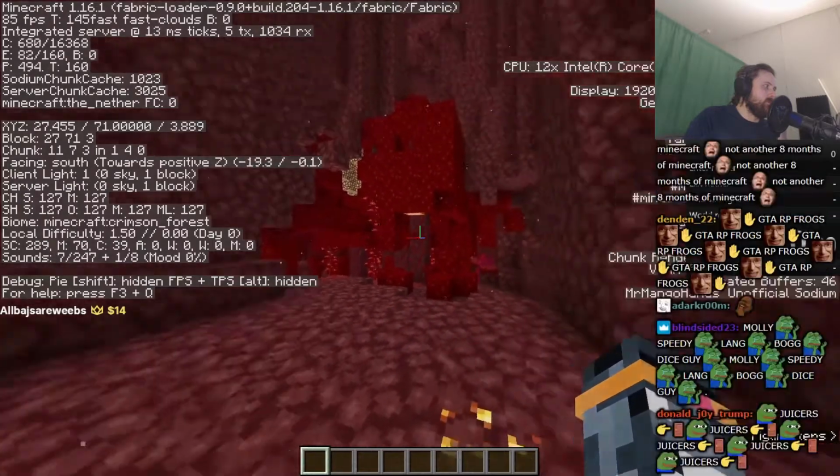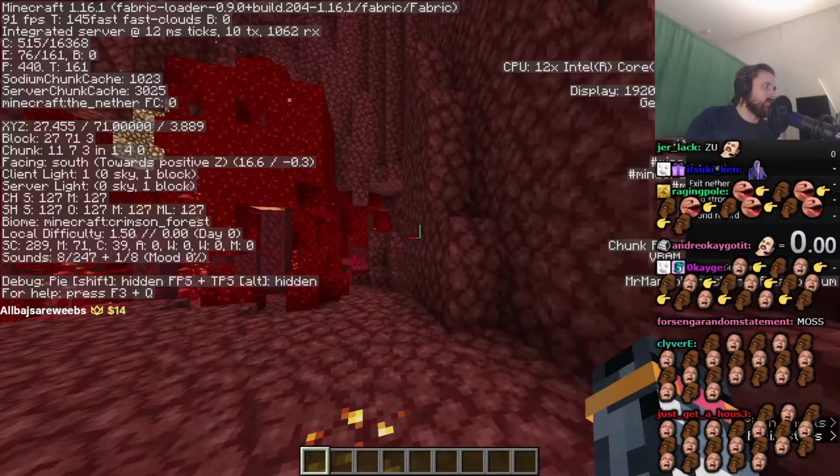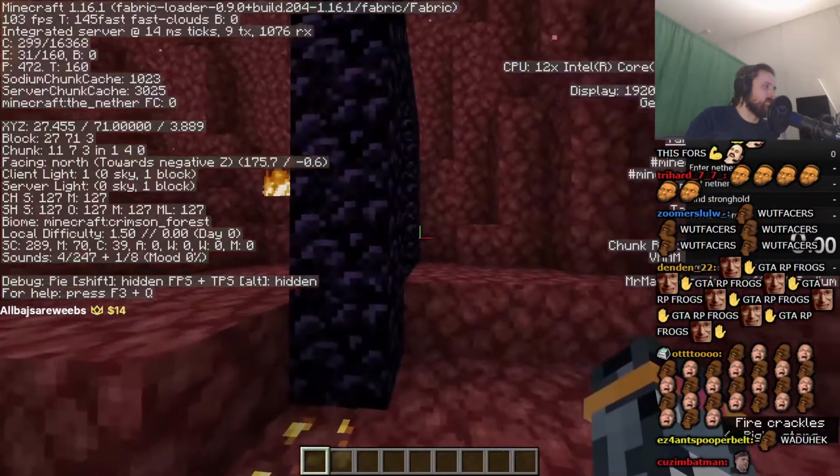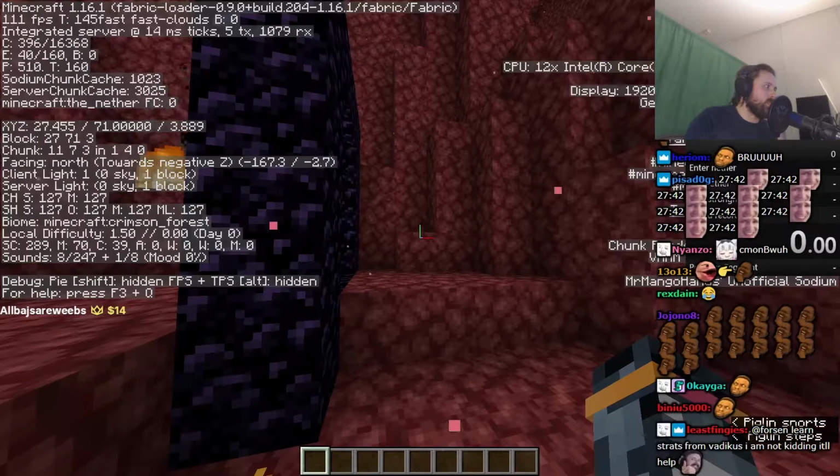So this Bastion over here was in positive positive, this Bastion over here was in negative positive, which means that negative negative and positive negative will most likely have fortresses in them.